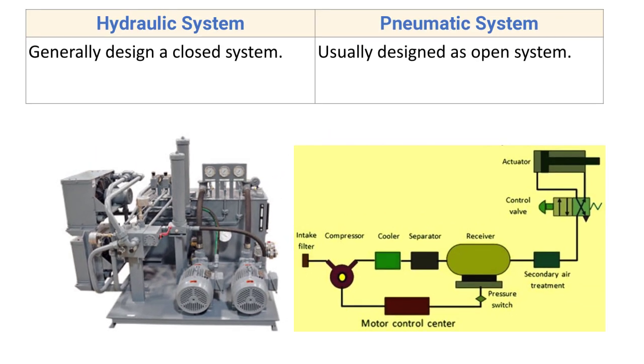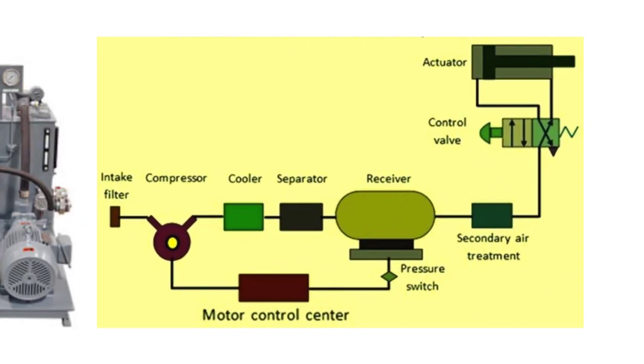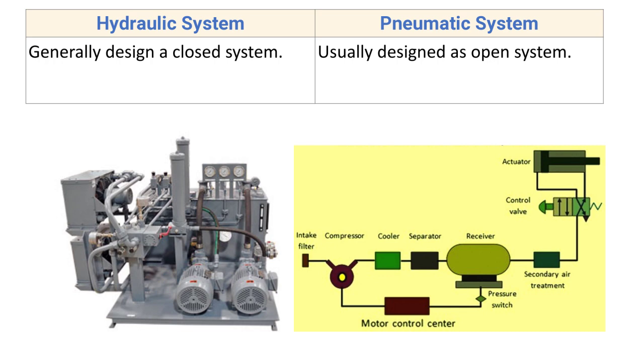Now the pneumatic system. The pneumatic system is usually designed as an open system. So here you can see a schematic of a pneumatic system. After performing the work, the working fluid, that is the compressed air, is released to the atmosphere. Again fresh air is taken from the atmosphere and compressed, and then it is supplied to the actuator. After performing the work, the compressed air is released to the atmosphere. So the pneumatic system is usually designed as an open system.